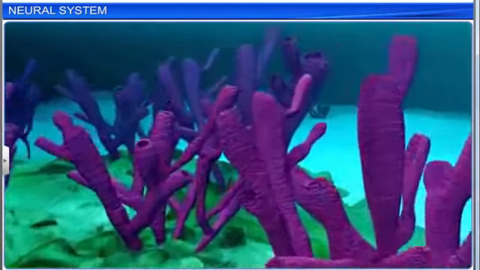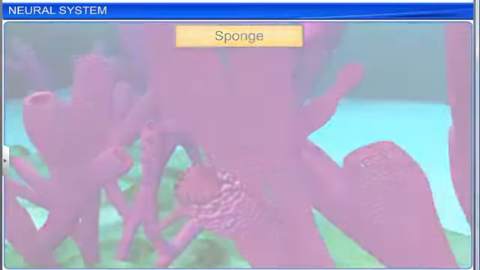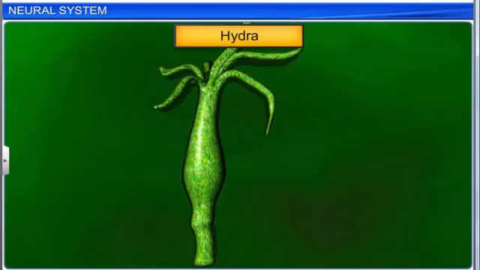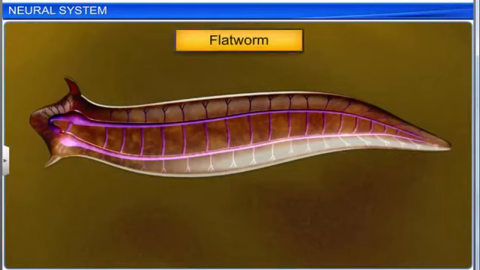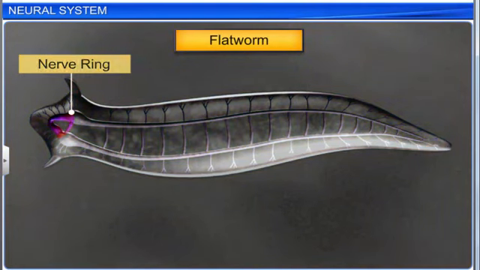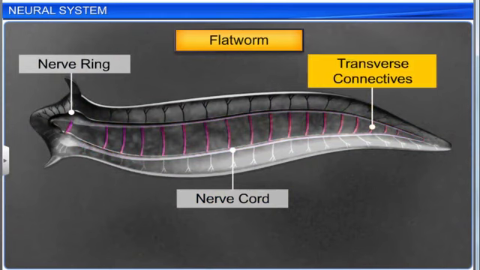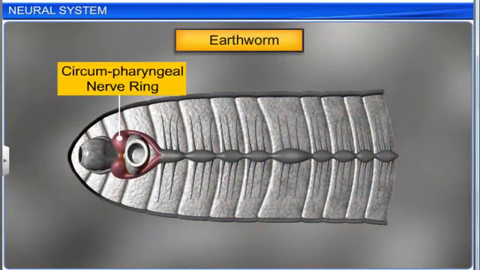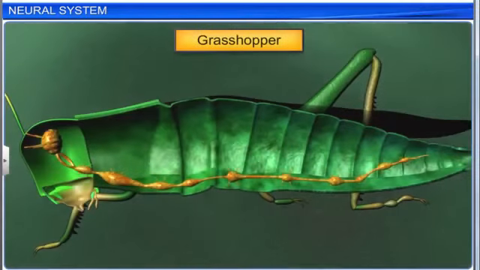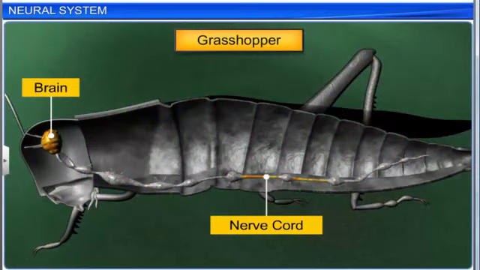For example, neurons are absent in sponges. The neural system of the hydra comprises a network of neurons. For example, flatworms have a ladder-type neural system which is composed of nerve rings and nerve cords. They are interconnected by transverse connectives. The neural system of earthworms consists of a circumpharyngeal nerve ring and a single, solid, ventral and ganglionated nerve cord. Insects have a better organized neural system.